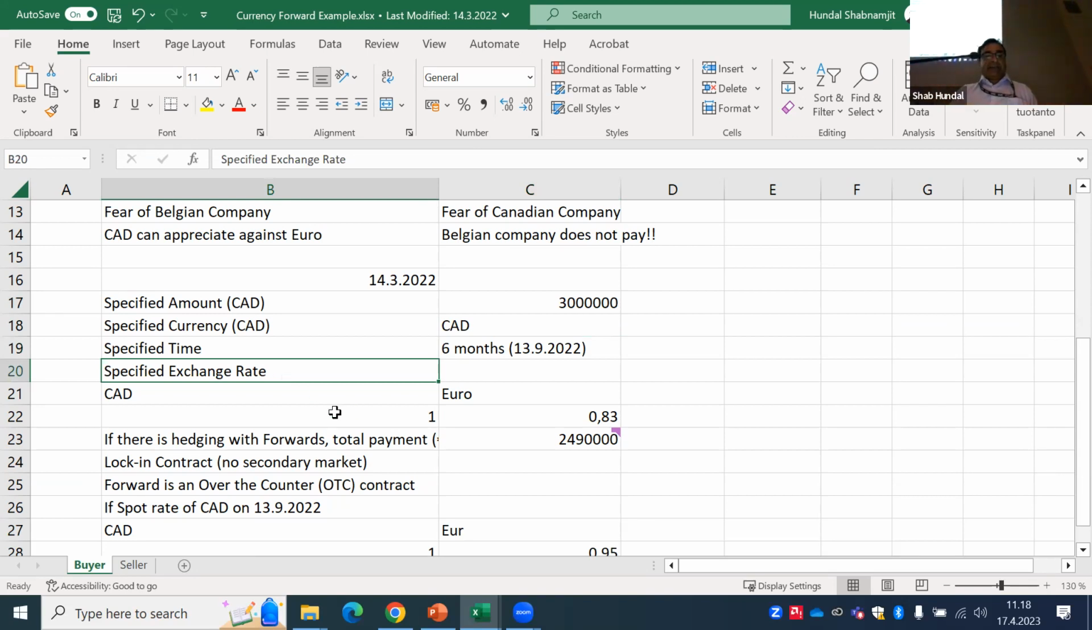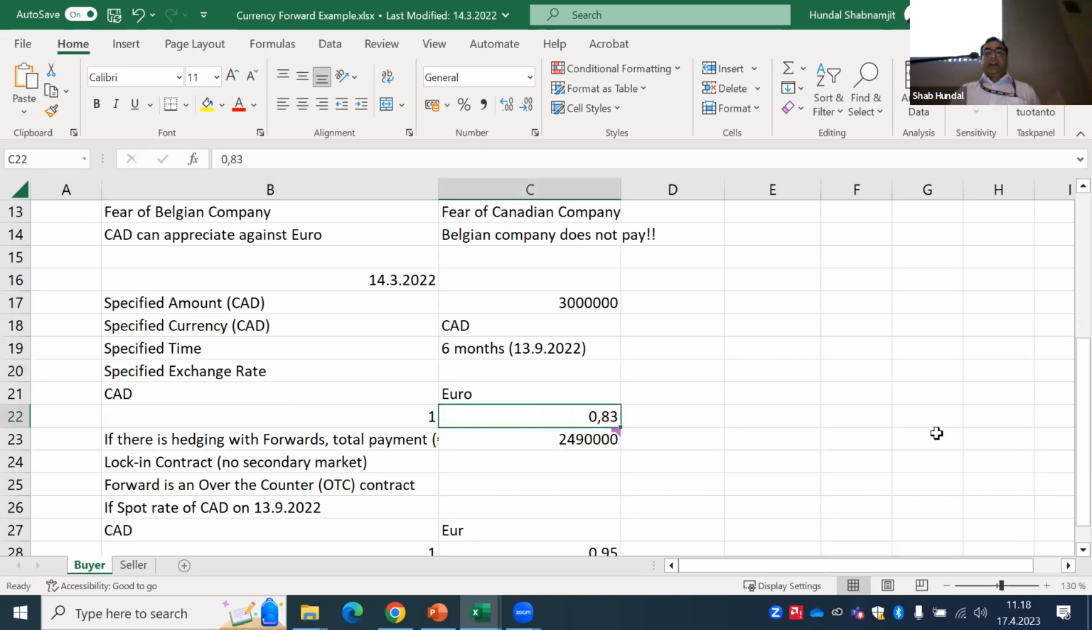And the deal is that for each Canadian dollar, the Belgian company would pay 83 cents, European cents, right? So the rate of exchange is pre-locked. So now when the four specifications are settled, the contract is signed, the contract becomes locked in now.